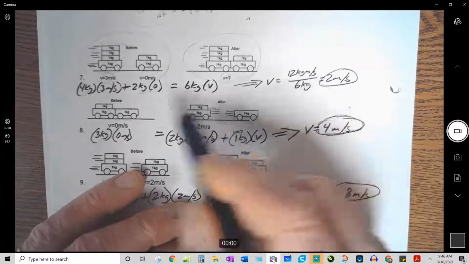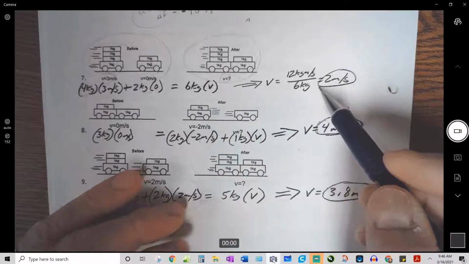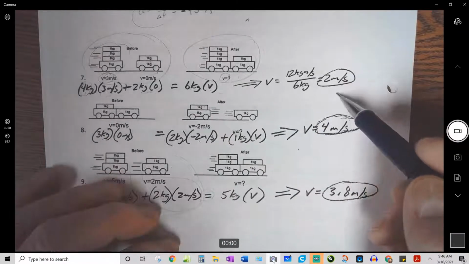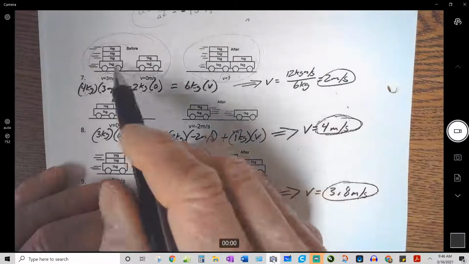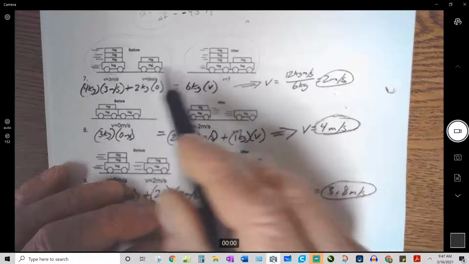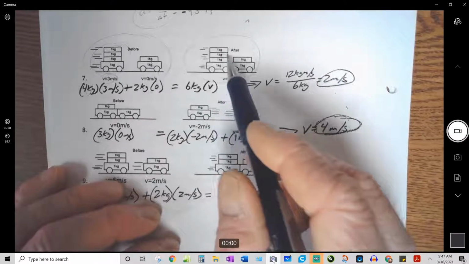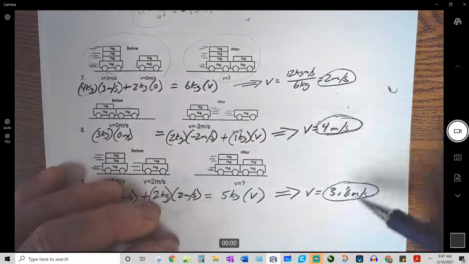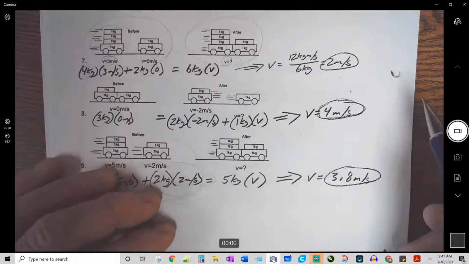So 6v equals 12, and therefore v equals 12 over 6, or 2, which makes sense, because if you have something big and fast hitting something smaller and motionless, they're going to keep moving, they're going to be a little bit slower than the fast thing, the big thing was before.